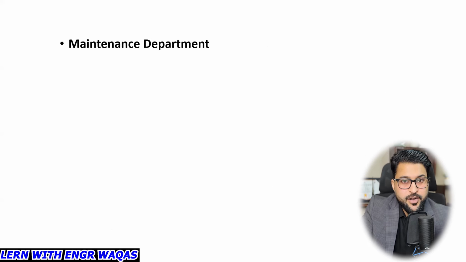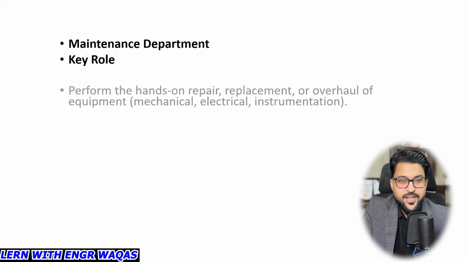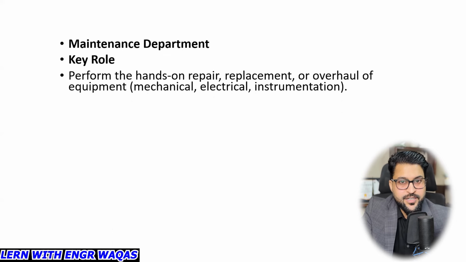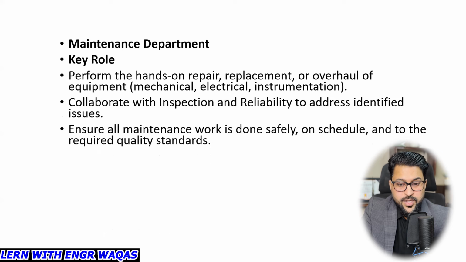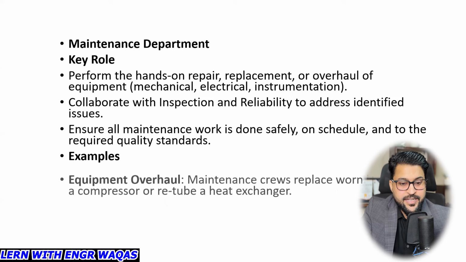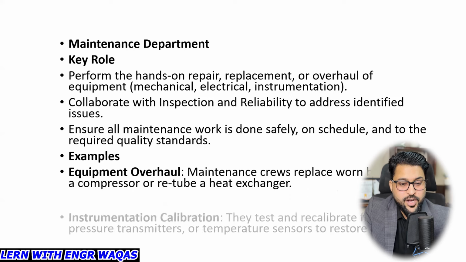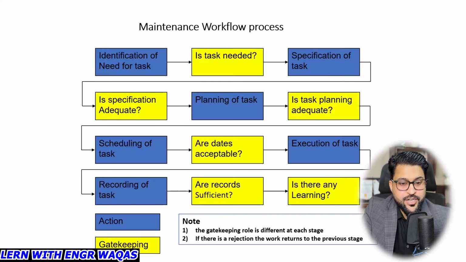Then the maintenance department. These people work directly on those things. They conduct repair and maintenance, and collaborate with inspection people. They make all of this happen in a safe way. They follow the project schedules prepared by the planning engineers. Examples: overhauling, instrumentation calibration, and all that.